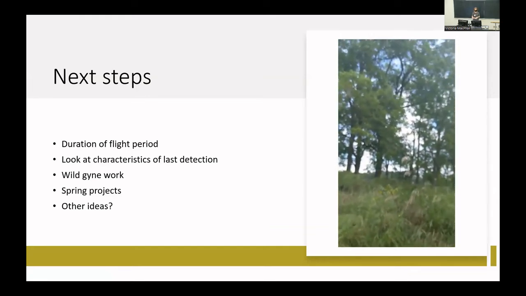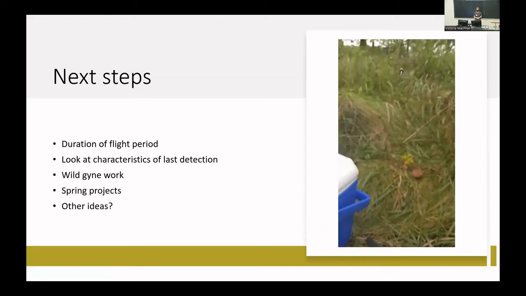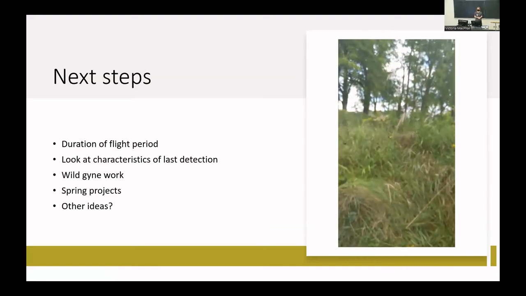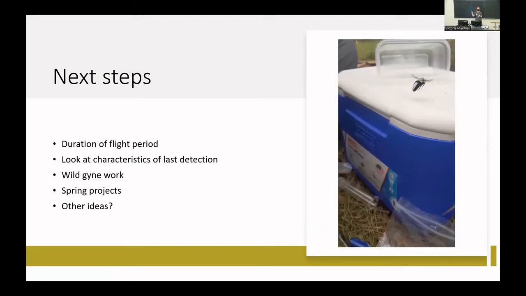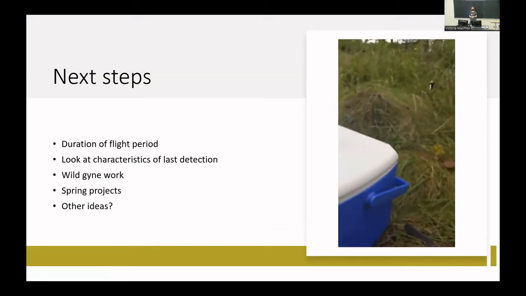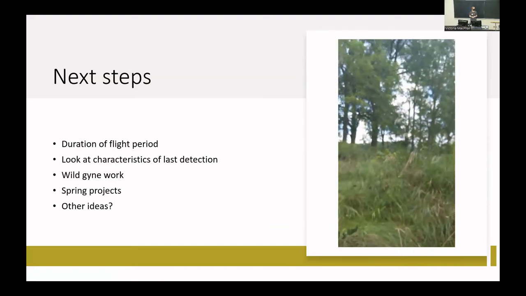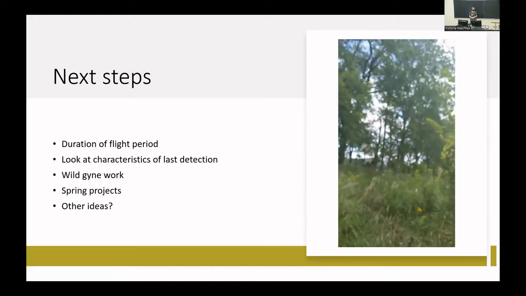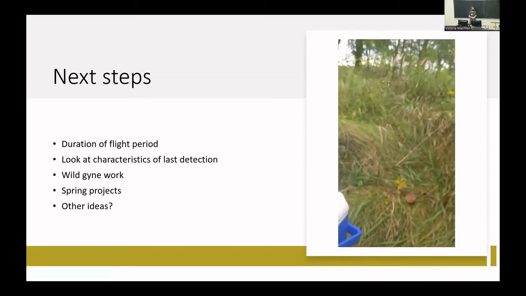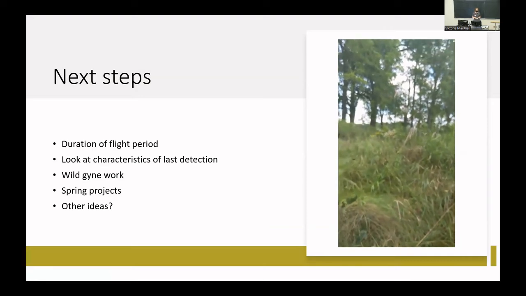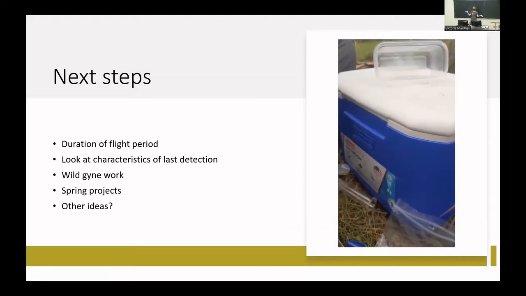I'm going to start looking at the duration of the flight periods, the number of days they were flying, and see if that's different between the treatments. I want to look at the characteristics of the last detection point, with the assumption the last detection point is where they potentially overwintered, to see if we can get any characteristics of what that overwintering area is like. Then there's some wild gyne work, so we tagged wild gynes as well. We have our spring projects where we did very similar experiments.